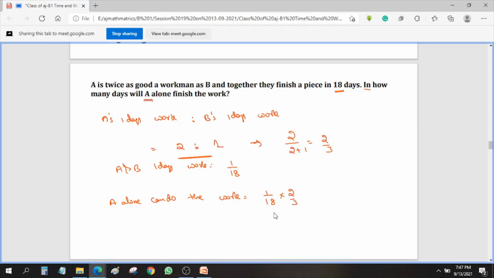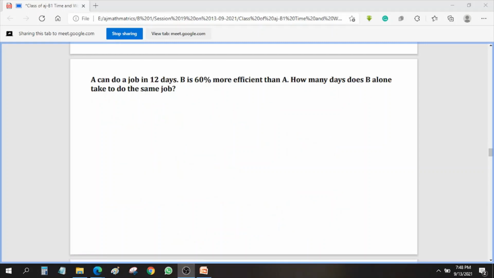So 1 day's work of A and B is 1 by 18, and the part of the work done by A is 2 by 3. So the 2:1 ratio, if you convert it into fractions, we can write as 2 by 3, which equals 2 ones are 2, nines are 9, which is 1 by 27. Which means A can do the work in 27 days. So if you still have any doubts, you can ask.